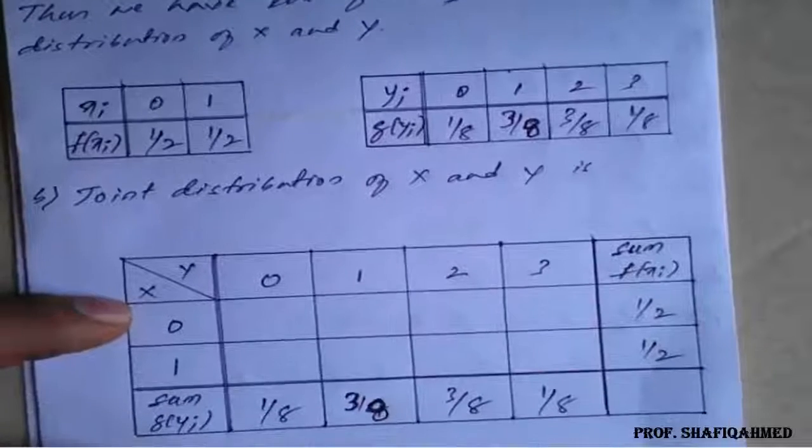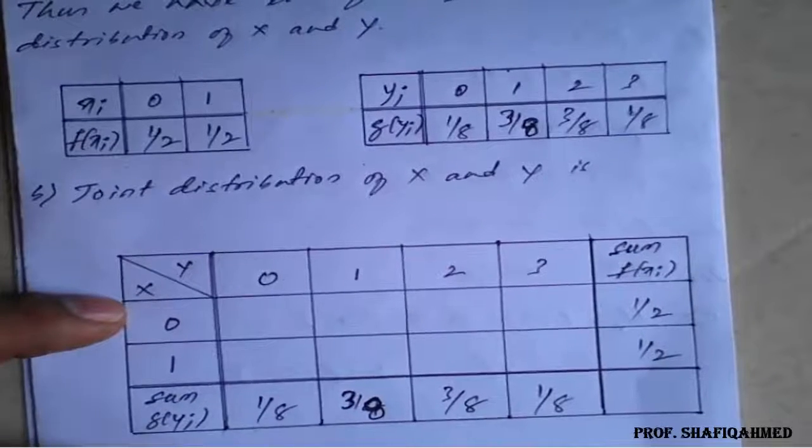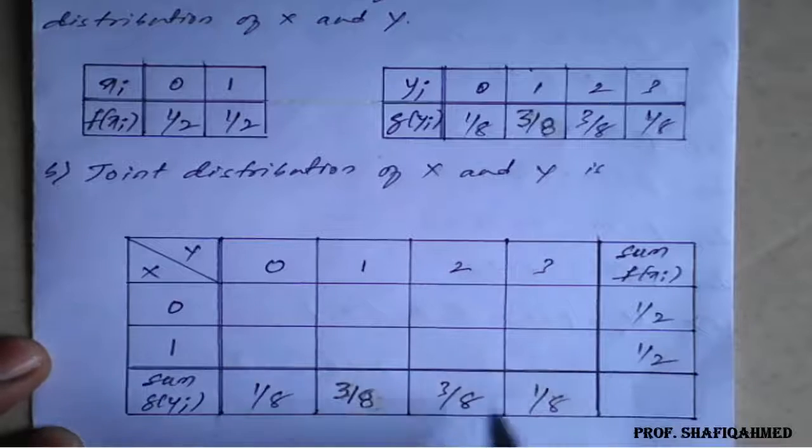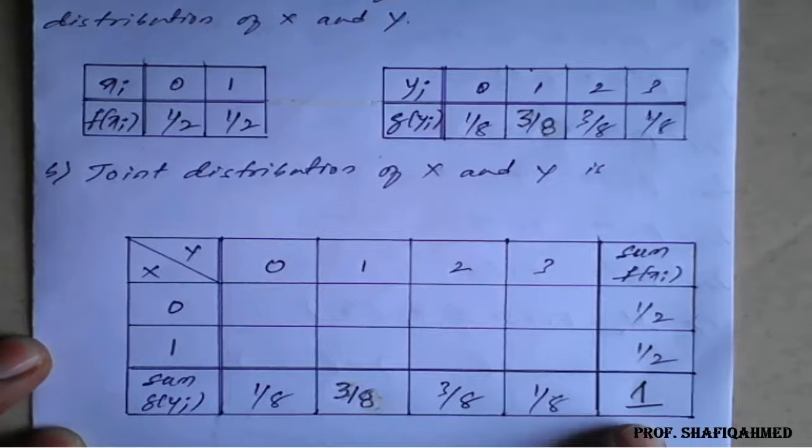Once we got this, we can say this is the distribution table, just corrected. So 1/8, 3/8, 3/8, 1/8. So 1/8 plus 3/8 becomes 4/8. 4/8 plus 3/8 is 7/8, plus 1/8 is 8/8. And if you add both vertically and horizontally, the result is coming 1. So this should compulsorily be satisfied.